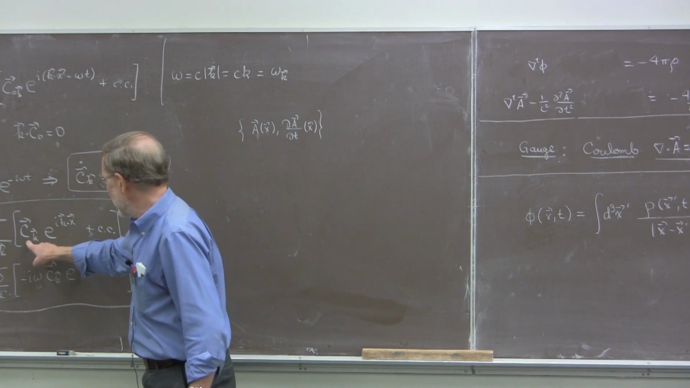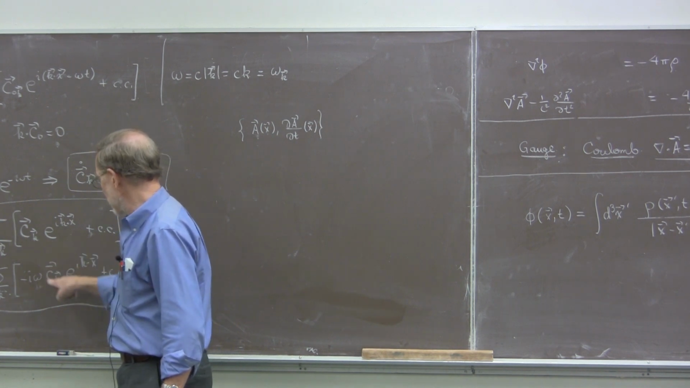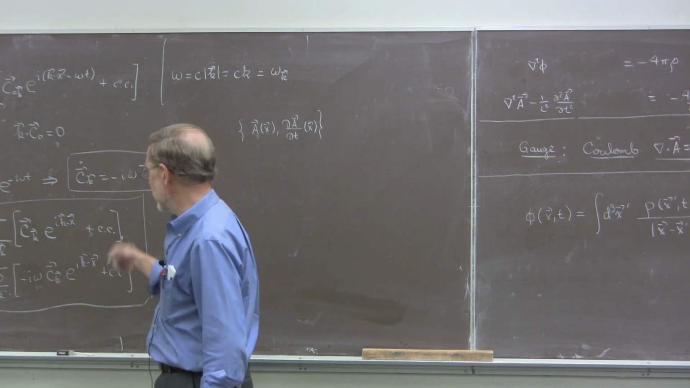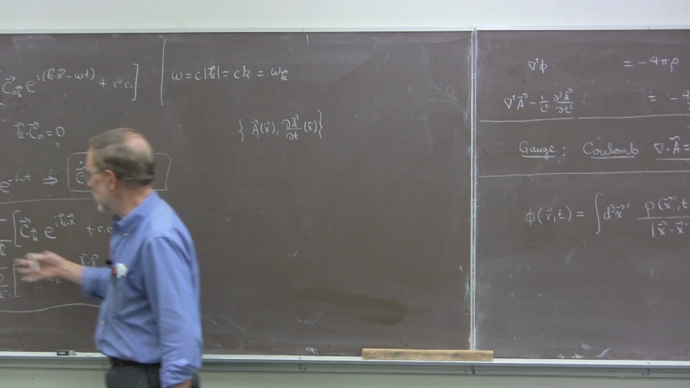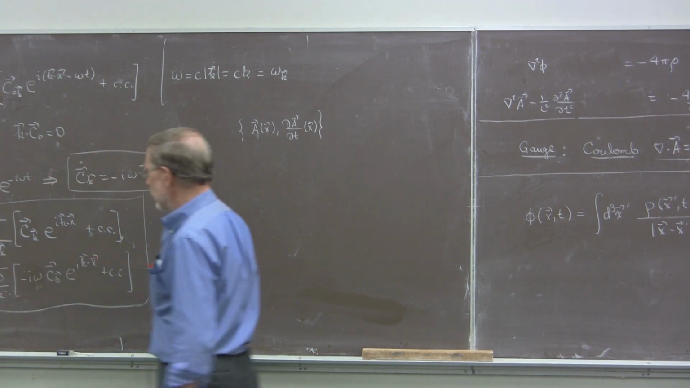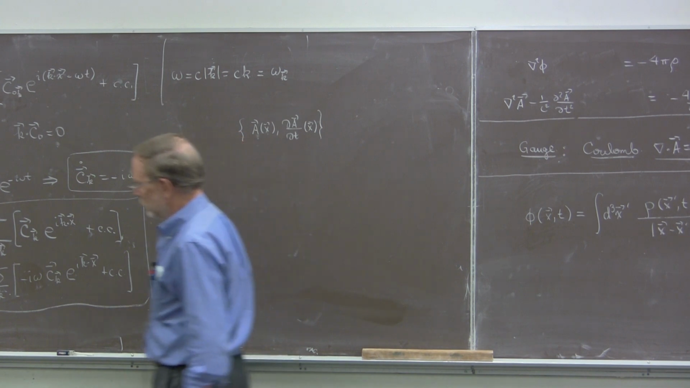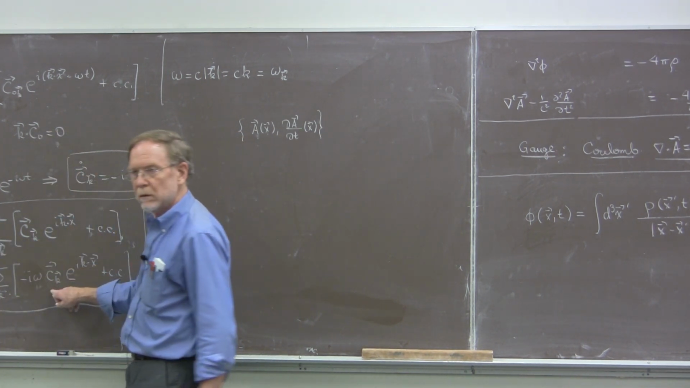If these C's are known at some given time, it's obvious I can sum these Fourier series and get the A and the A dot. However, it turns out that the opposite is also true. If I'm given the A's and the A dots, I can find out what the C's are.